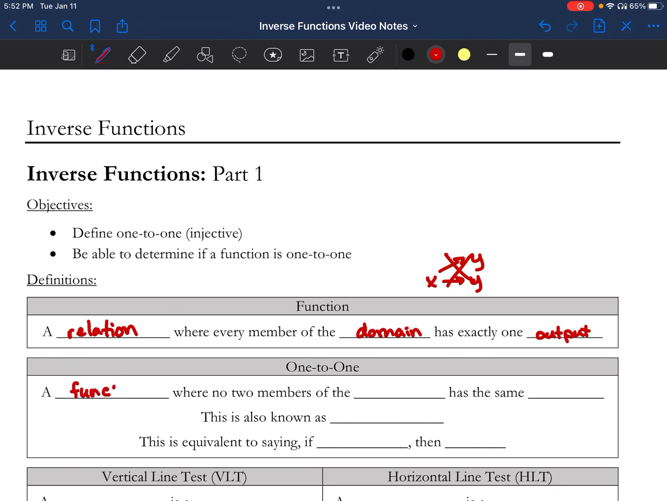And to extend this, when we talk about what one-to-one is, we talk about it being a function, first of all. So it's not just any relation, it's a function. So every x has to go with one y. There are no two members of the domain that have the same y values or the same outputs.